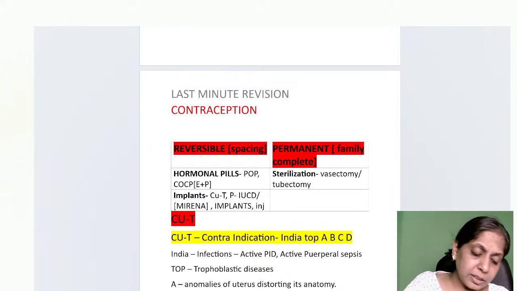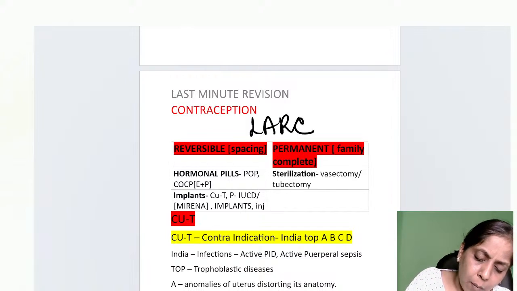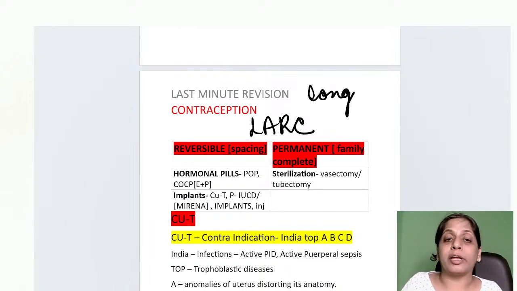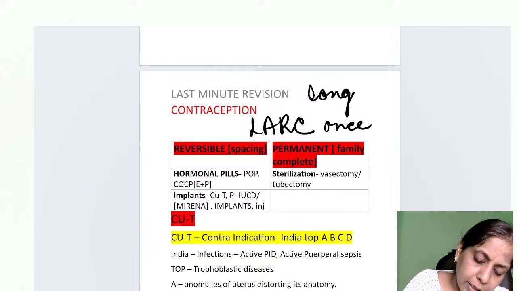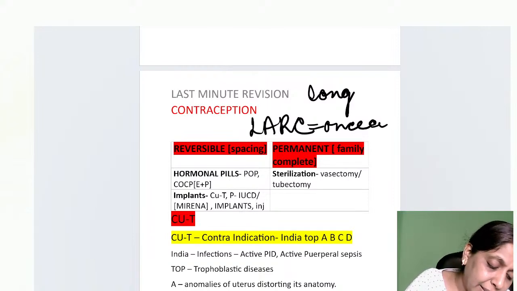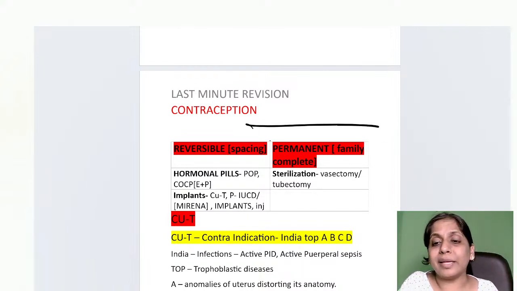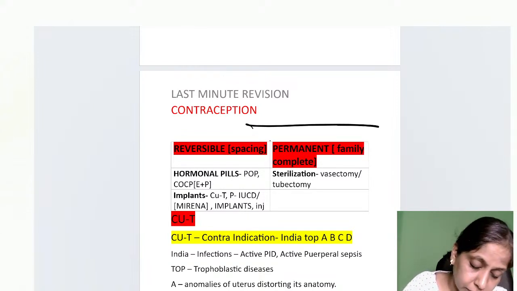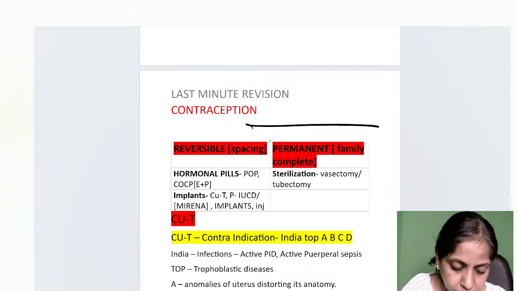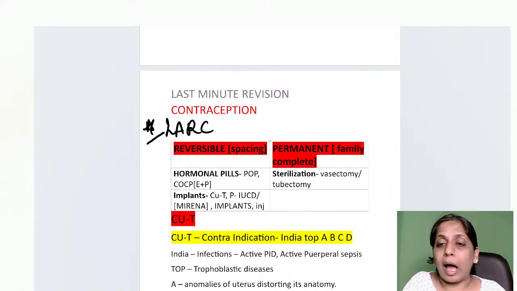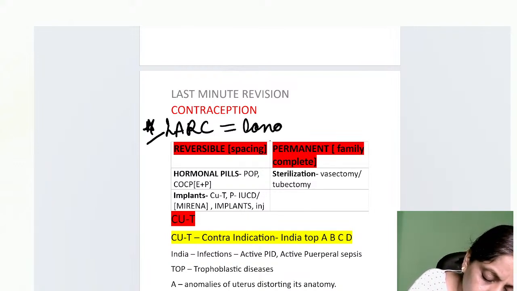Okay, as far as contraception is concerned, they will be asking you about the LARC. What are LARC? LARC means the ones which act for very long, long acting. At least they have to be taken once a month. Once taken, they act for a month. So mainly the question is expected on the LARC. LARC means that they are long acting.